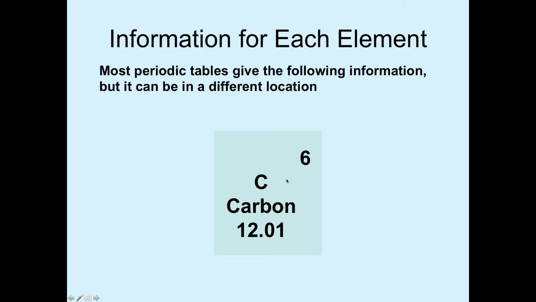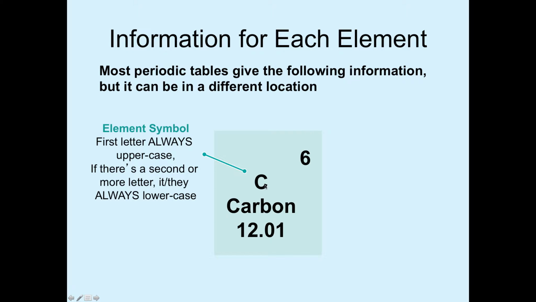Okay. Now, if you look at your periodic table, it has certain information on it, and most periodic tables have the same kind of information, just in different places, and some have more information than others. But this is stuff you usually find on a periodic table, so let me quickly go over what it all is. This is the element symbol. If you recall from last year, in a symbol, the first letter is always capitalized. If there are any other letters in the symbol, they are always lowercase. Okay? Very, very important.